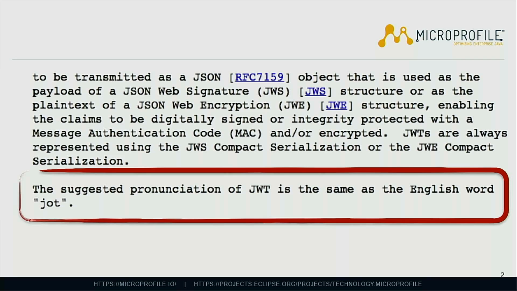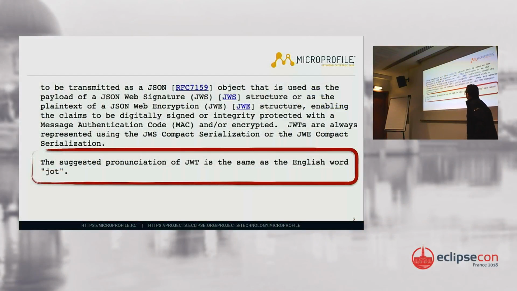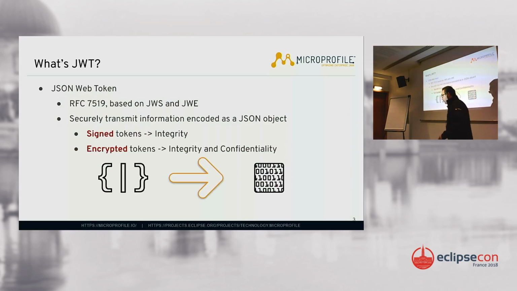What is also interesting here is that this spec, JWT, is based on two other specs, which are JSON Web Signature and JSON Web Encryption. And we will see that both are not completely equivalent. So JWT is an RFC. The idea behind JWT is to securely transmit objects from one point to another. And how do we do that? Well, there are two ways to do this.